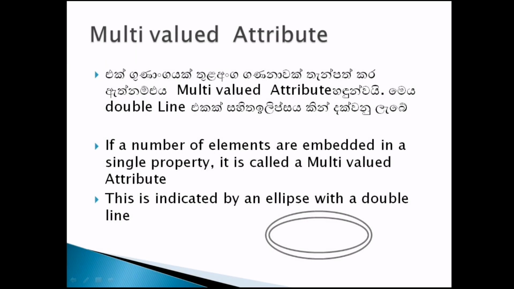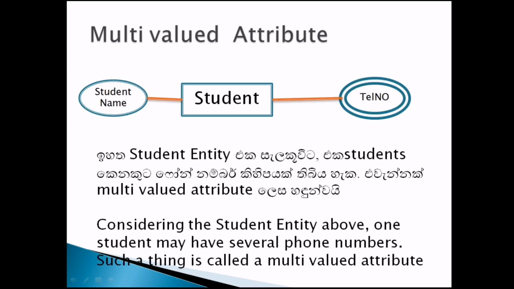What is a multi-value attribute? If a number of elements are embedded in a single property, it is called a multi-value attribute. This is indicated by an ellipse with a double line. Let's take an example. Considering a student entity above, one student may have several phone numbers. Such a thing is called a multi-value attribute.